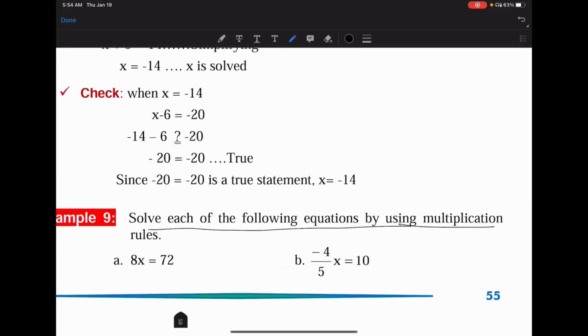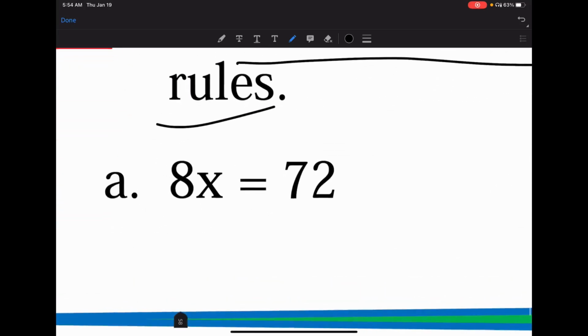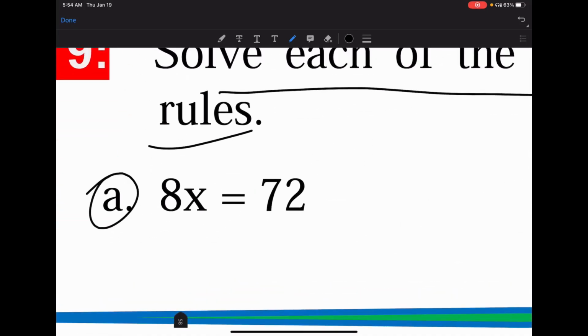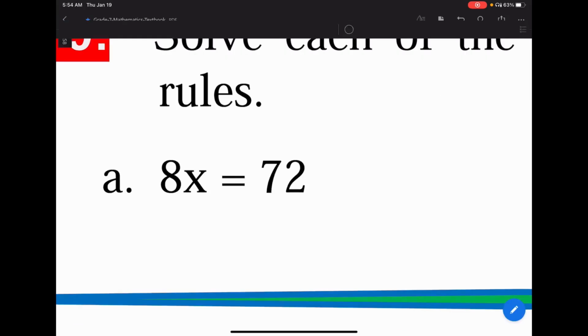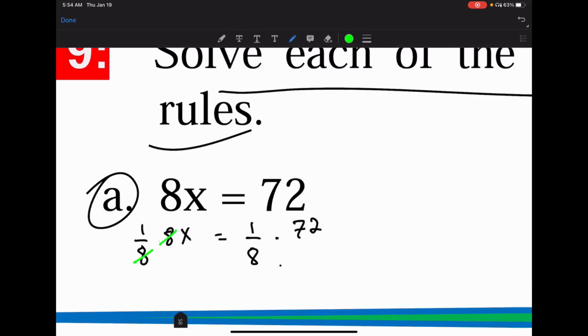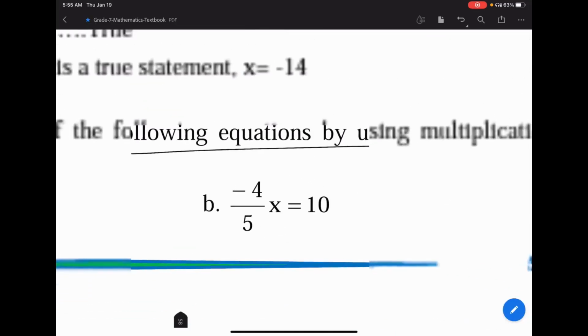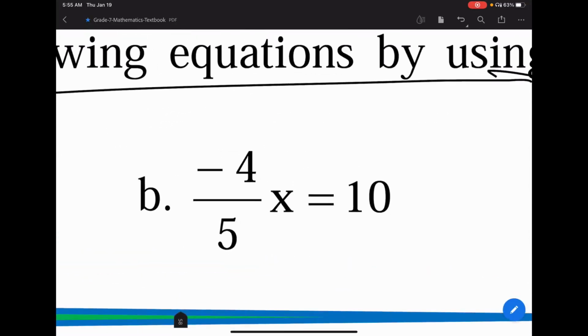Now let's use the multiplication rule. Solve each of the following equations by using multiplication rules. 8x is equal to 72. To solve this, we multiply both sides by 1 over 8, which gives an equivalent equation. Then 1 over 8 times 8x is equal to 1 over 8 times 72. Then, as before, we cancel, and x is equal to 9.